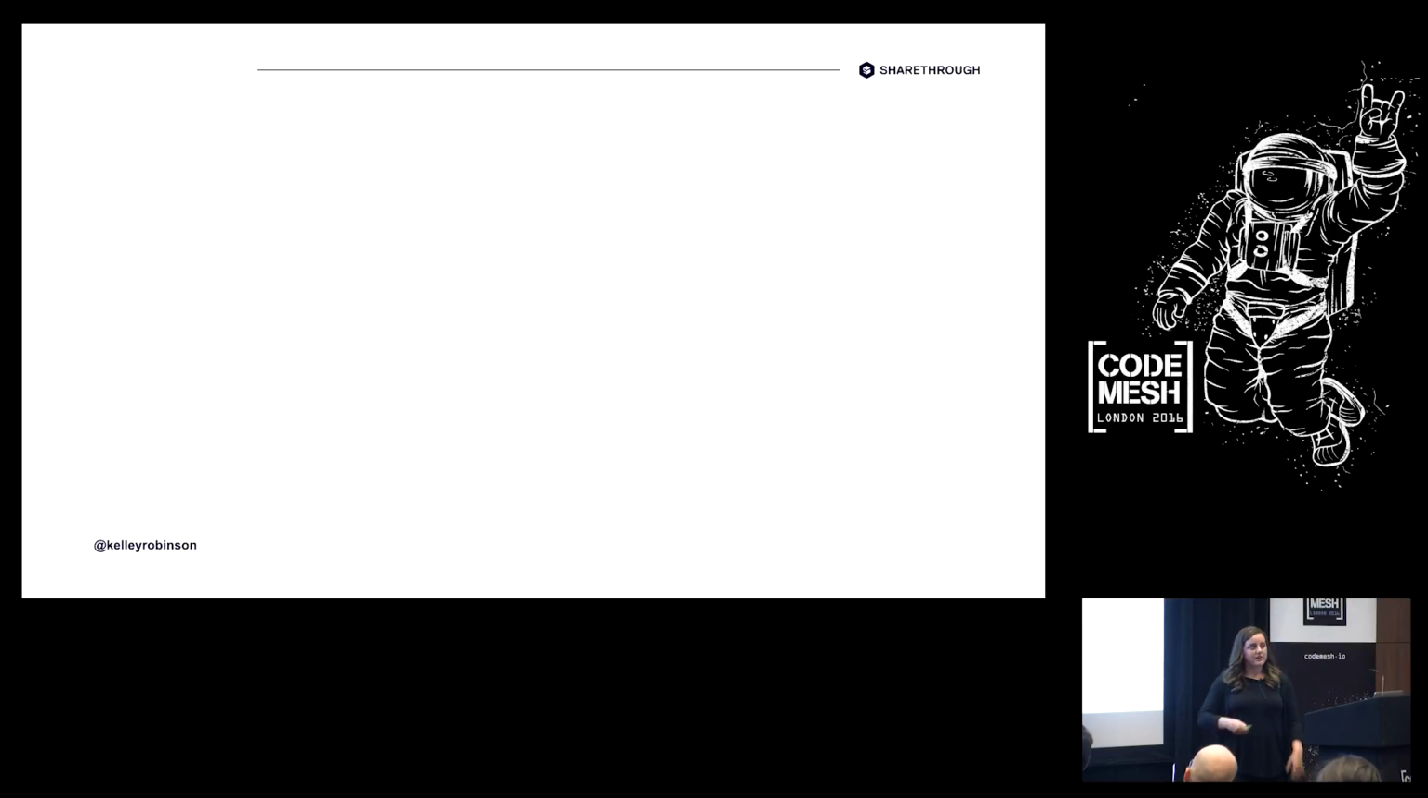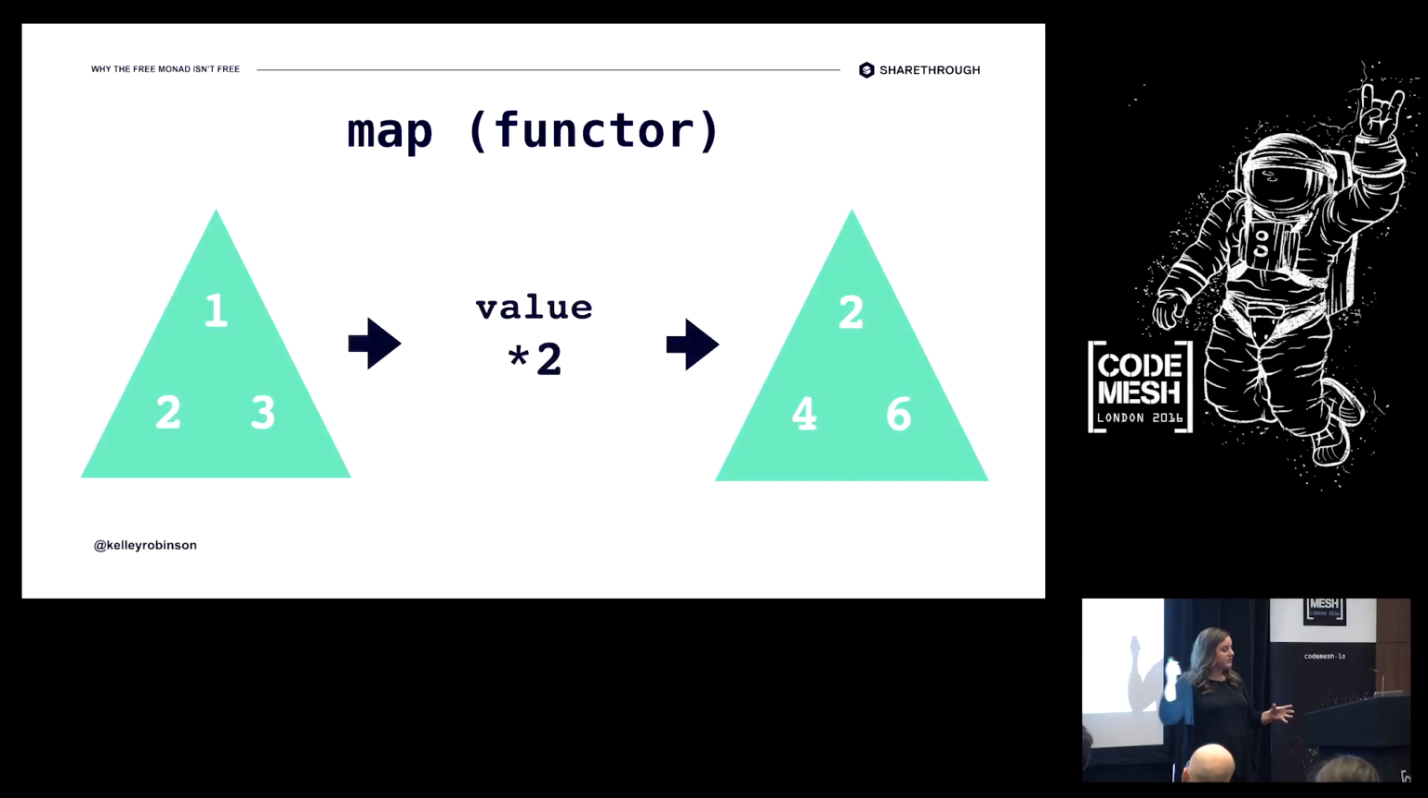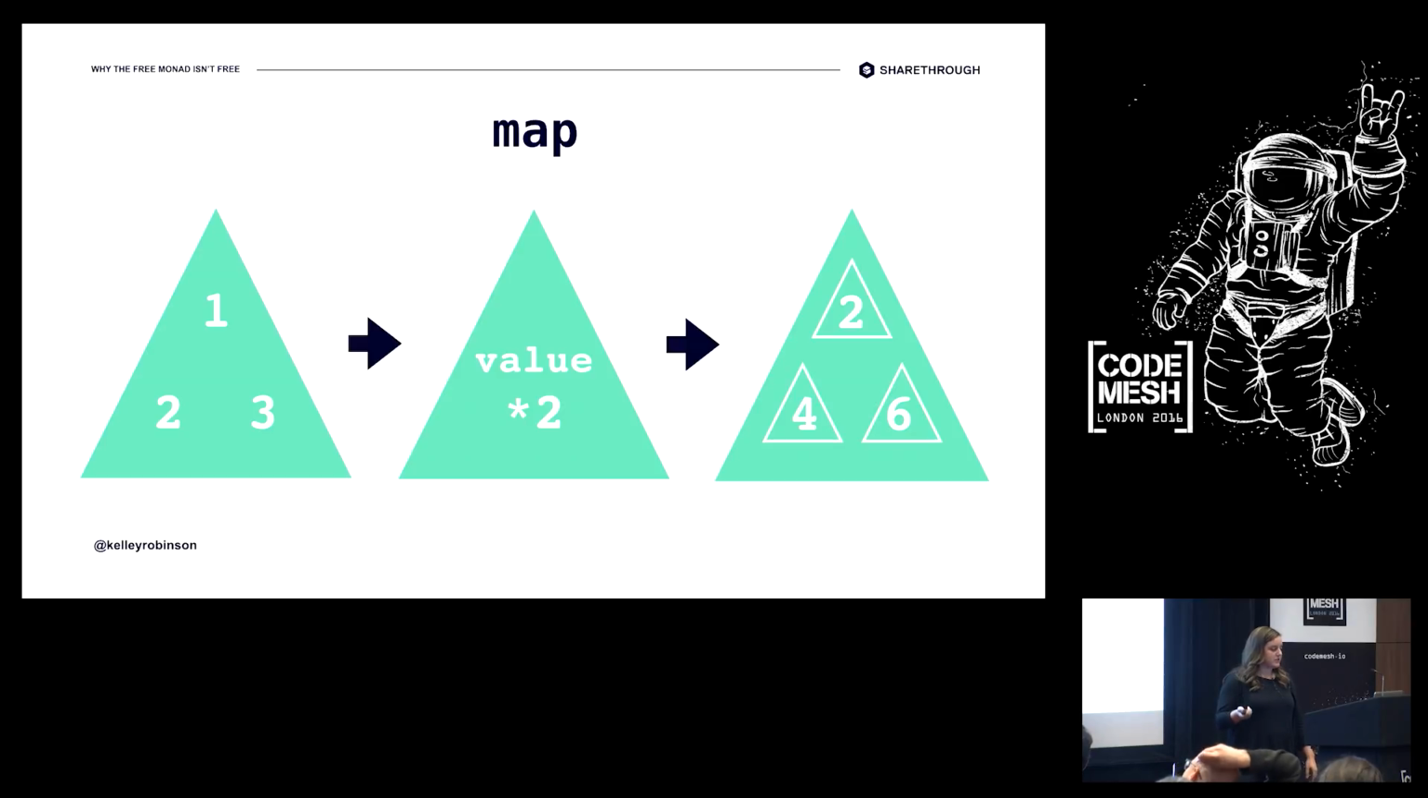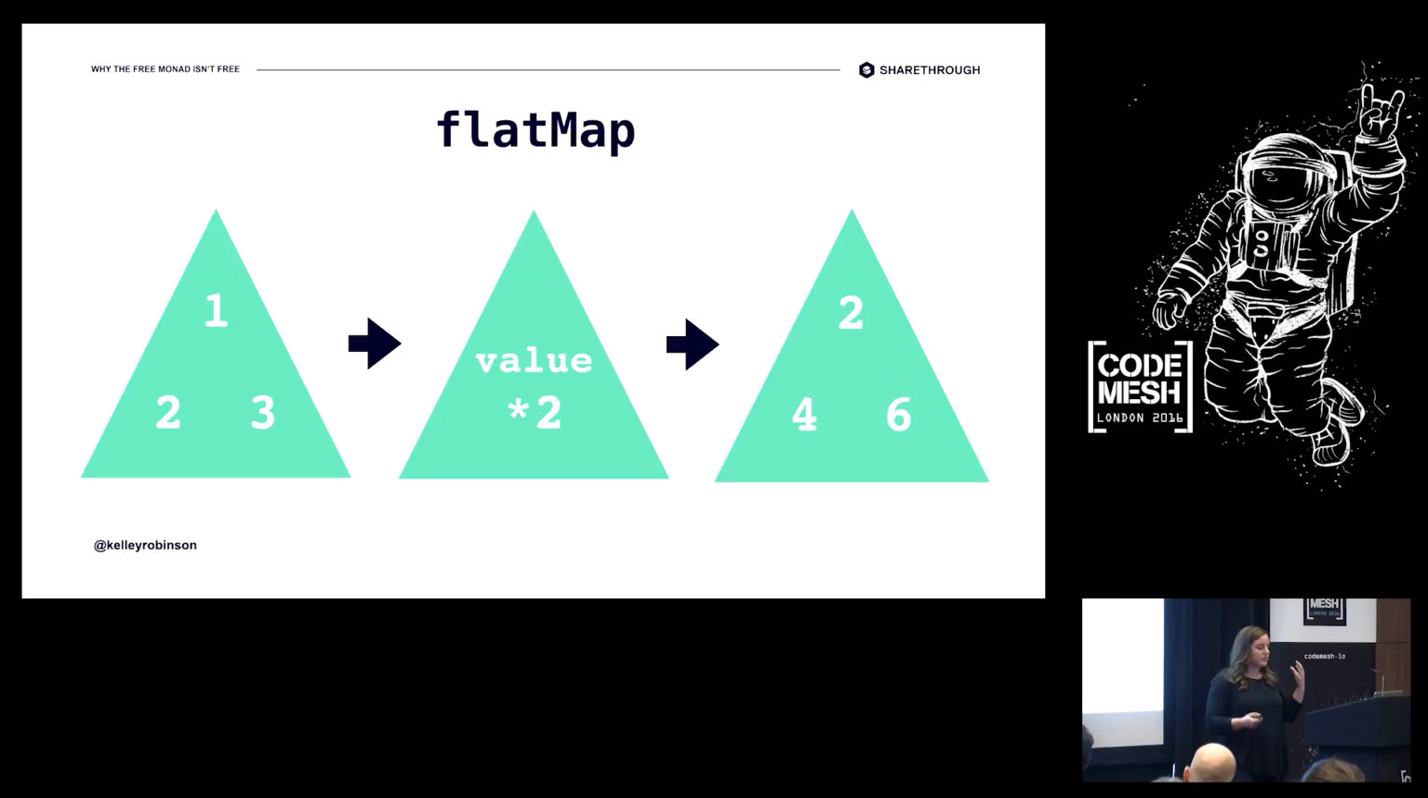So revisiting our pictorial example, we have the context of the triangle, you map, and you get another triangle. But what happens if your map function creates another context? Then you're left with all of these nested triangles, and this is kind of unfortunate. And this is what monads fix. When you flat map, it flattens that context, and so you're only left with a single wrapper at the end.